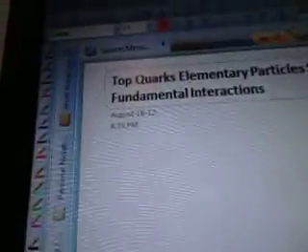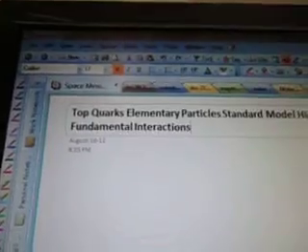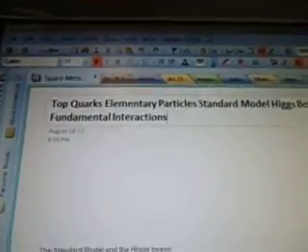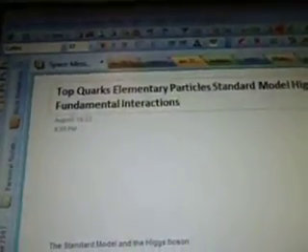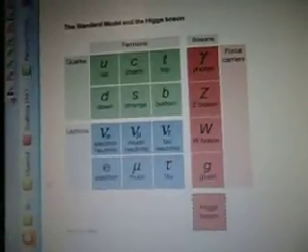This is another Higgs video. This is my research on it. So this is top quarks, elementary particles, standard model, Higgs boson, fundamental interactions. This must be research. So there's the standard model with the Higgs boson on it.